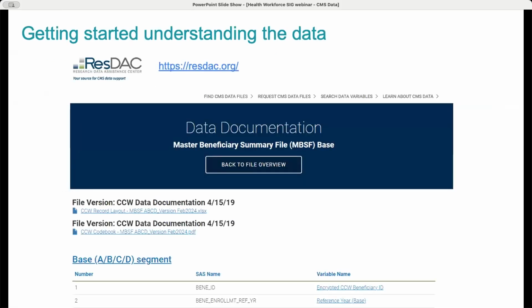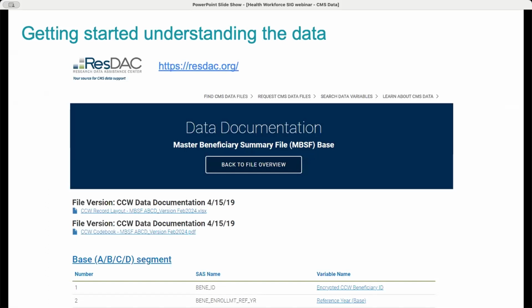So if you're just starting to get oriented to CMS data and trying to figure things out, the best resource is ResDAC. ResDAC is the coordinating center for CMS data. It's how you access CMS data. And they have excellent data documentation. So basically, if you want to learn about the master beneficiary summary file, the best thing you can do is just Google ResDAC master beneficiary summary file, and then you'll come to this screen where you'll find the data documentation, and you'll have a full list of all the variables.